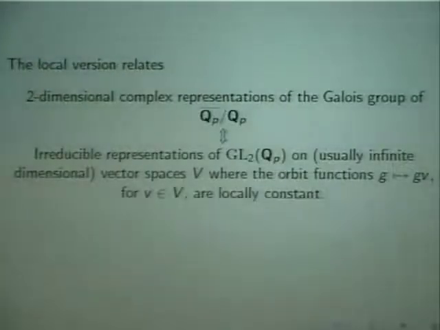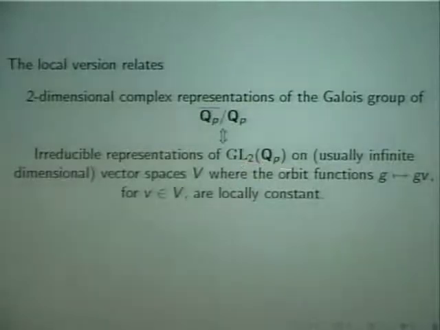And there's a local version of this correspondence, which is somehow the local class field theory version. In this local correspondence, we have two-dimensional representations of the Galois group of Q_p bar over Q_p. And on the other side, we have what plays the role of the local modular forms, which turns out to be a class of irreducible representations of the group GL2 of Q_p. In non-trivial cases, these are going to be infinite dimensional representations of GL2 of Q_p, and they are smooth.